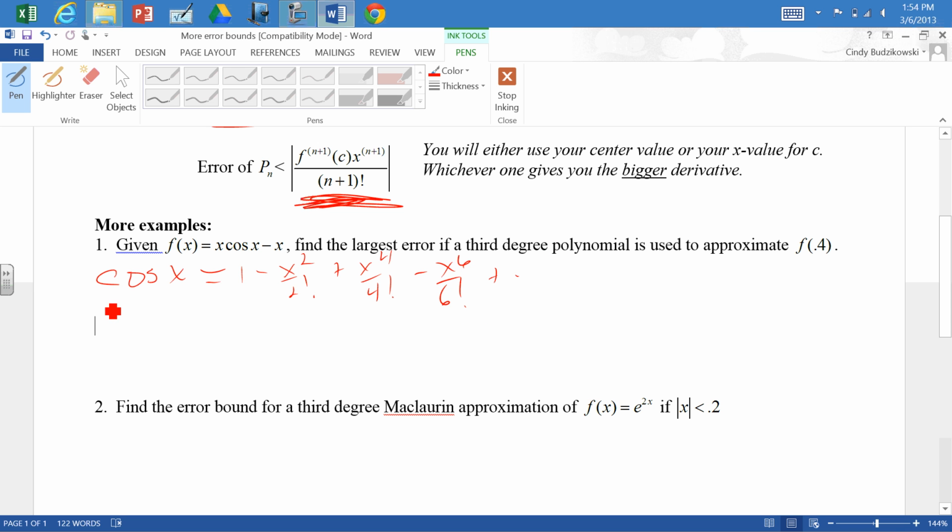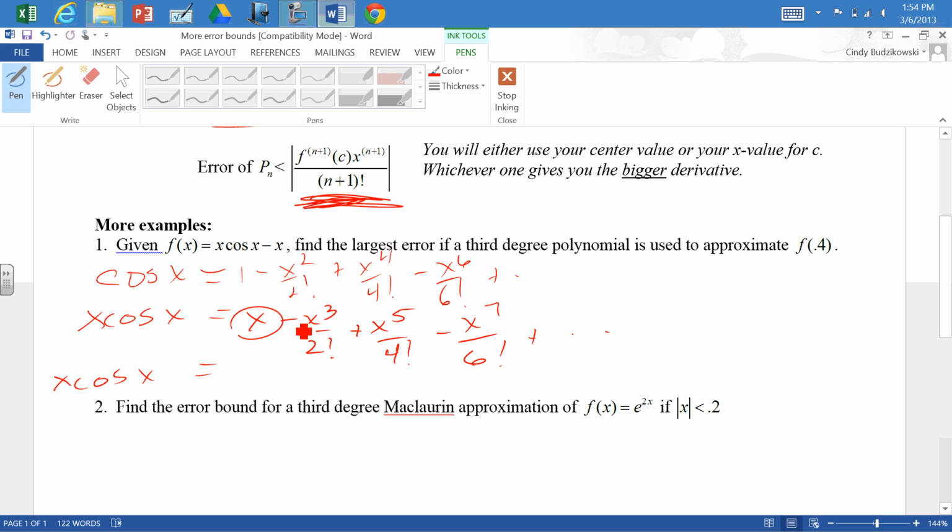Right, so then x cosine x, multiply everything by x, and then we subtract x. Well, that gets rid of the first term, so we just have negative x to the third over 2 factorial plus x to the fifth over 4 factorial minus x to the seventh over 7 factorial.